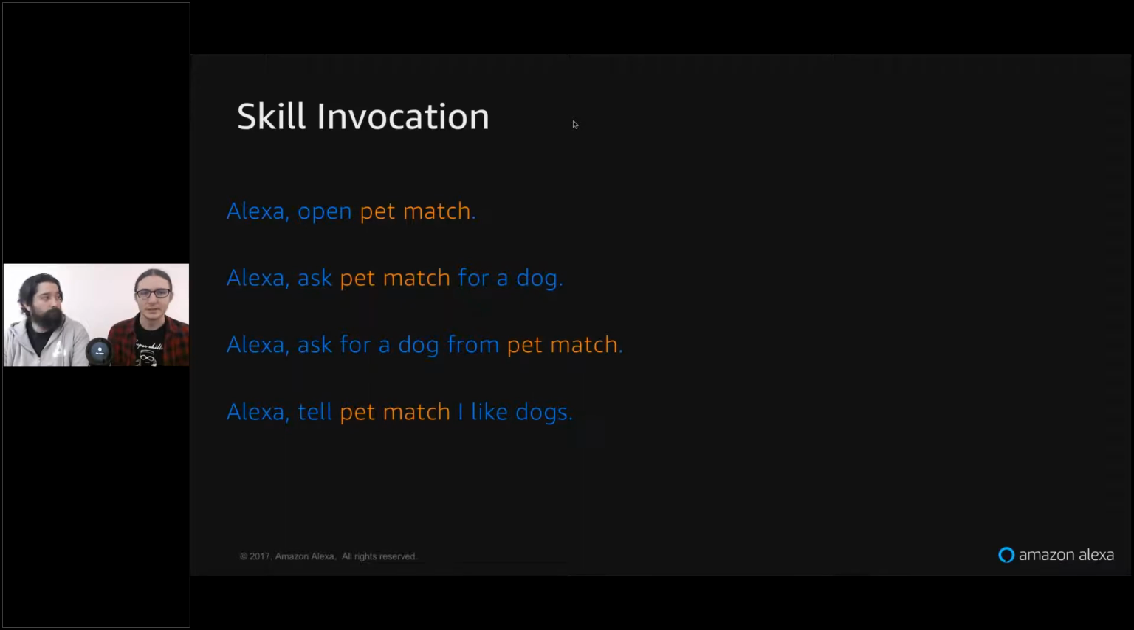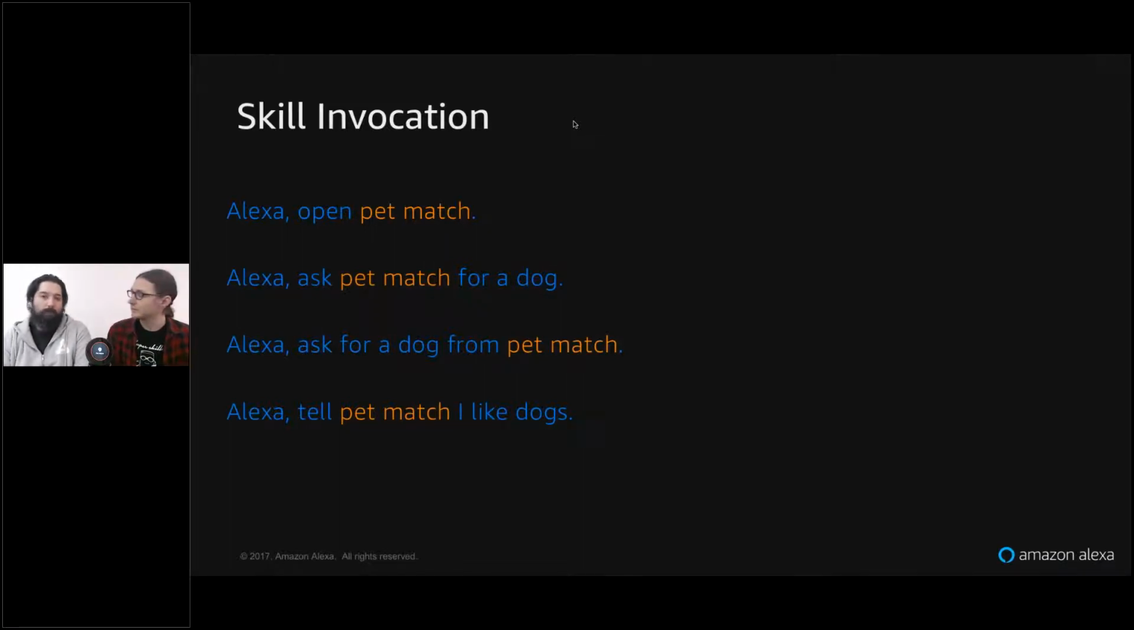Right. So we can say, find me a dog. We could also say, ask for a dog from Pet Match, right? So you're not stuck, because with language, there are many ways to say the same thing, and many ways to phrase something. The automatic speech recognition, natural language understanding, and machine learning engines will figure out what it is you're trying to say and invoke the skill.